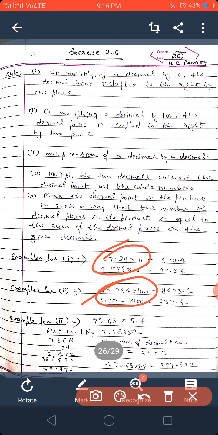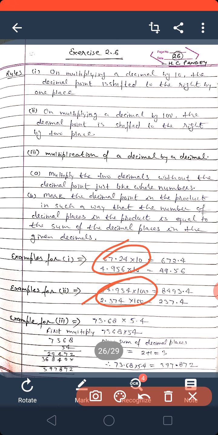And the third rule has two parts. Multiply the two decimals without the decimal point, just like whole numbers. That is, firstly we multiply the decimal numbers without decimals, and next mark the decimal point in the product in such a way that the number of decimal places in the product is equal to the sum of the decimal places in the given decimals. It is clear with the help of example number 3, that is 73.68 into 5.4.